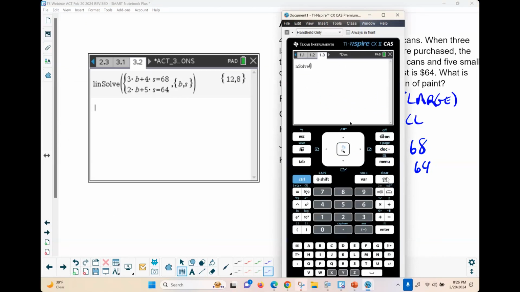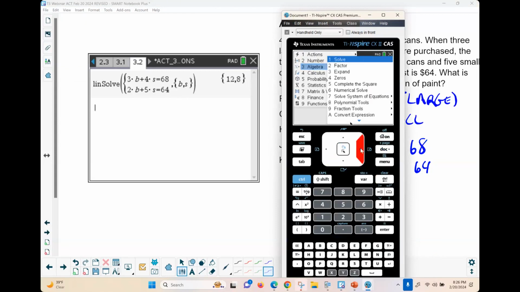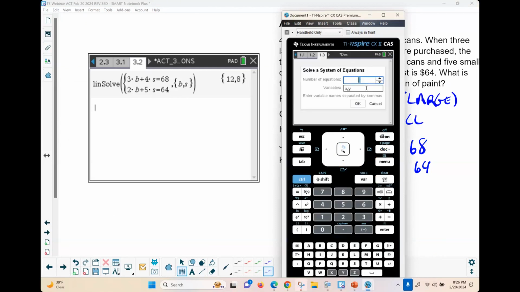On the Nspire, this would be under menu, 3 algebra, and then solve systems of equations. And there's also a solve linear system as well. And so here, what I did is I said I have 2 variables, and I put in B and S, which sounds awful, BS, but for big and small. I didn't want to use large and small because my L looks like a 1, and that just doesn't work very well. So I went with B for big and S for small.